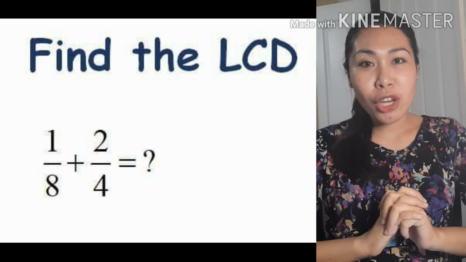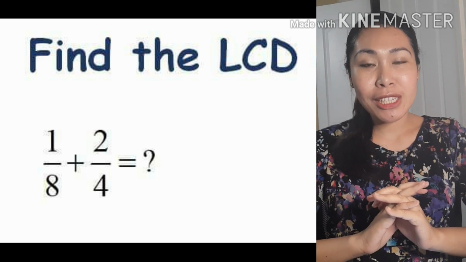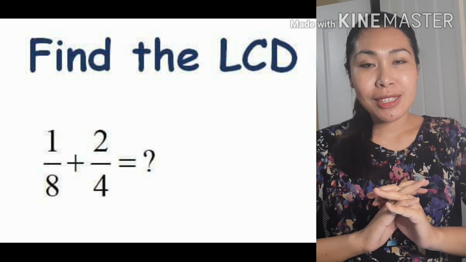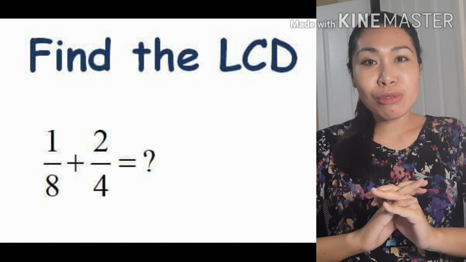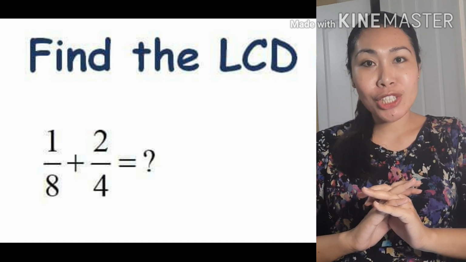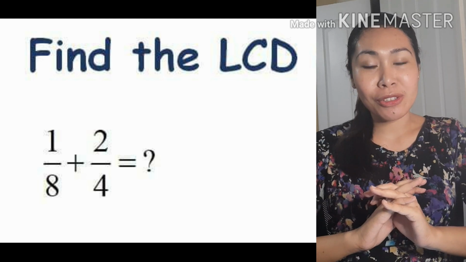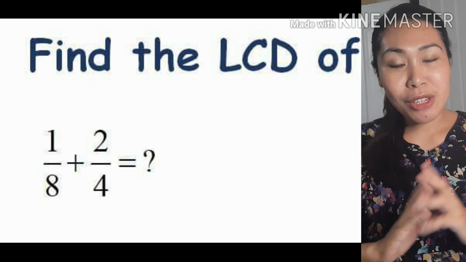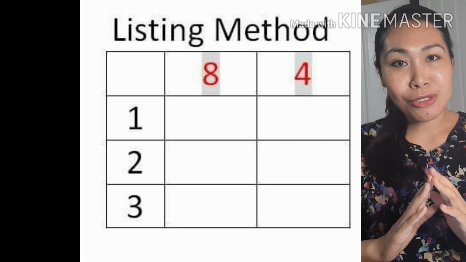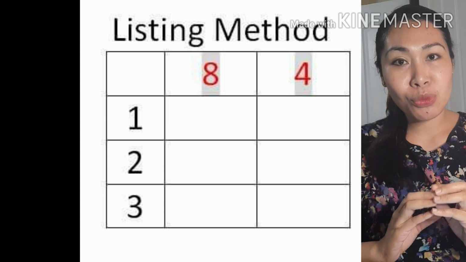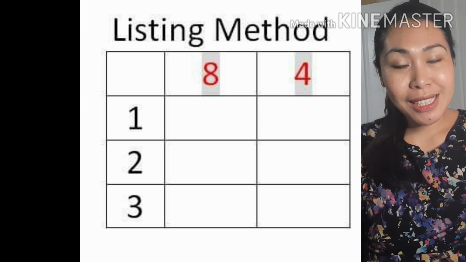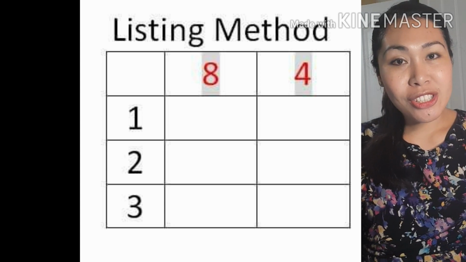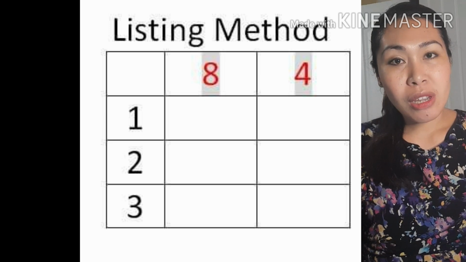So what if we have 1/8 and we are going to add 2/4? How are we going to make use of the listing method in order to find our least common denominator? What I would do first is write all my denominators. In our first given fraction, my denominator would be 8. And on my second fraction, I have fourths. So I'm going to write 8 and then 4 there.